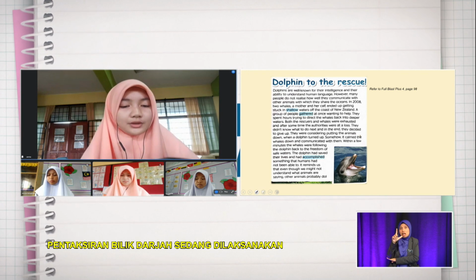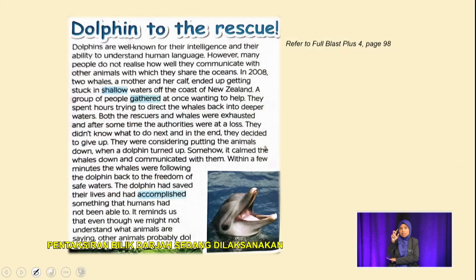A group of people gathered at once wanting to help. They spent hours trying to direct the whales back into deeper waters. Both the rescuers and whales were exhausted, and after some time, the authorities were at a loss. They didn't know what to do next, and in the end, they decided to give up. They were considering putting the animals down when a dolphin turned up.